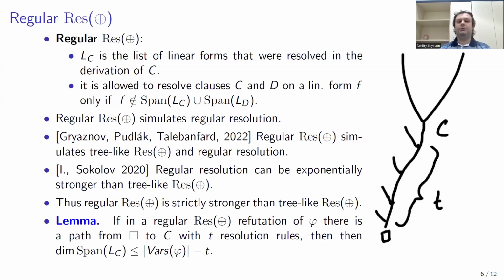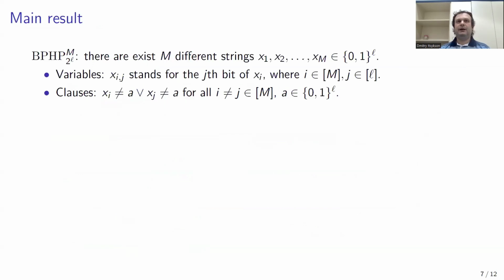We will only use the following simple property of regular resolution. Assume that there is a path from the empty clause to a linear clause C of length t, where we count only applications of resolution rules. Then the dimension of L_C is at most the maximal dimension, that equals the number of variables of formula phi minus t. This property is very straightforward. And now we are ready to formulate our main result.